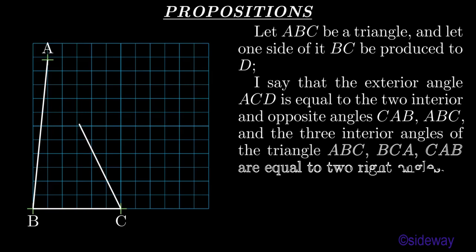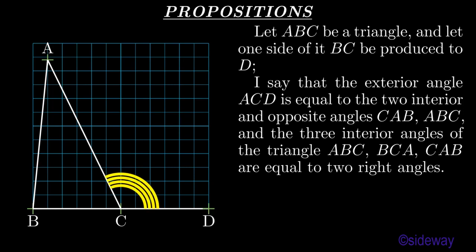Let ABC be a triangle, and let one side of it, BC, be produced to D. I say that the exterior angle ACD is equal to the two interior and opposite angles CAB, ABC, and the three interior angles of the triangle, ABC, BCA, CAB, are equal to two right angles.